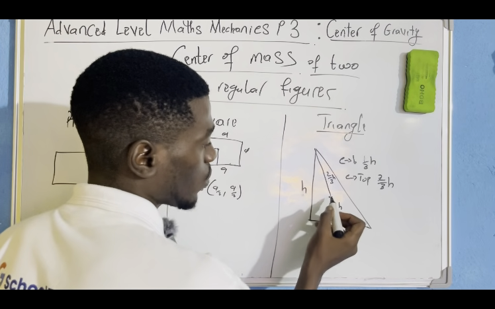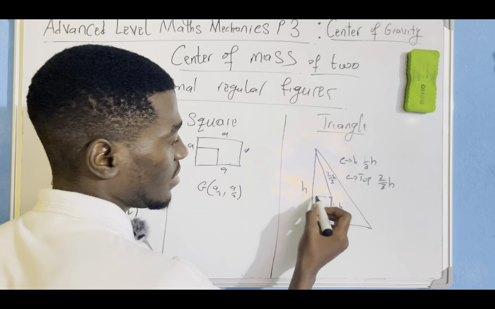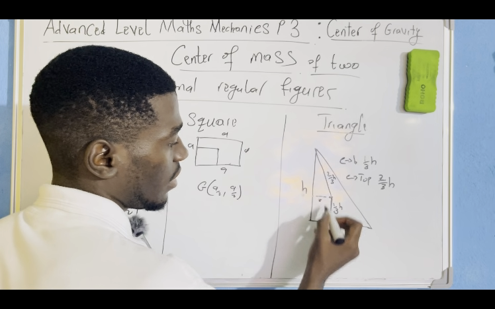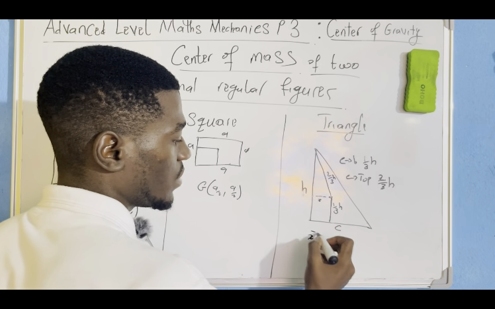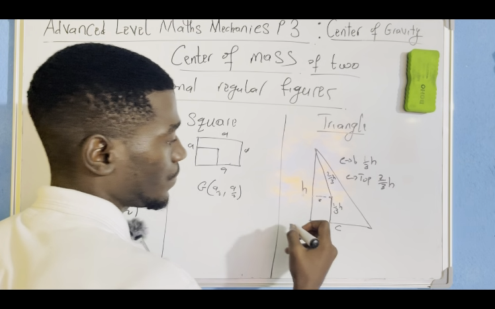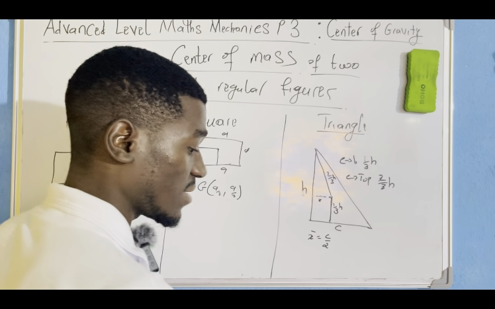And this is for y. Y is the vertical, and therefore for x it is easy. For x here, if this side is, let's say, c, x bar will simply equal c over 2. As easy as that.